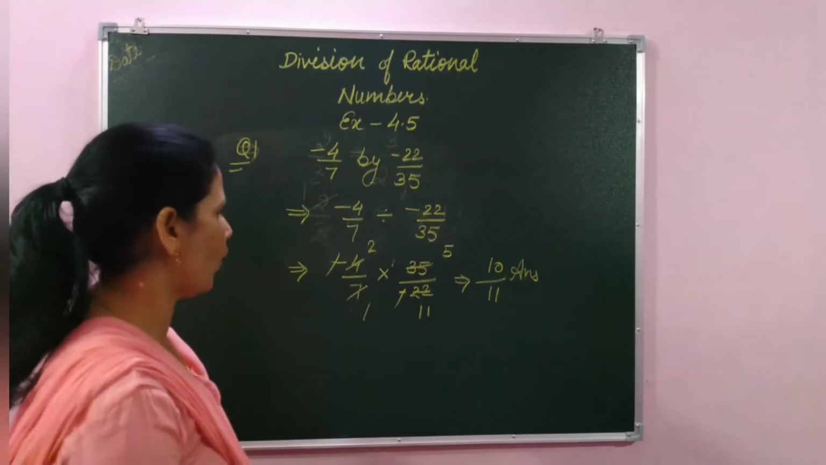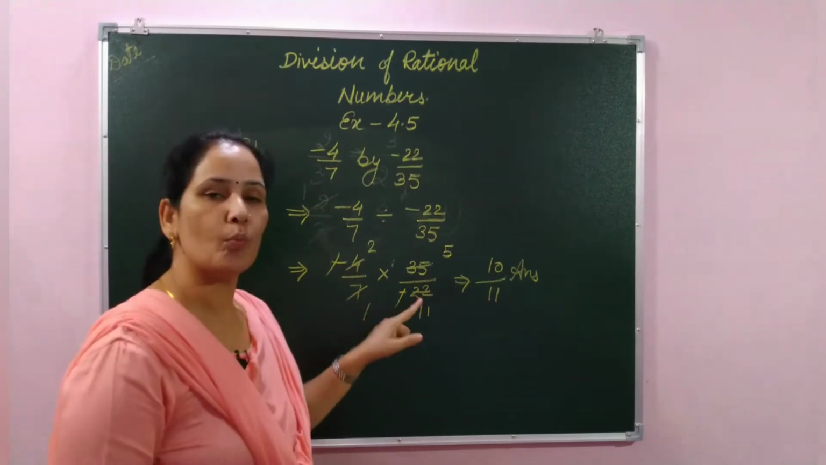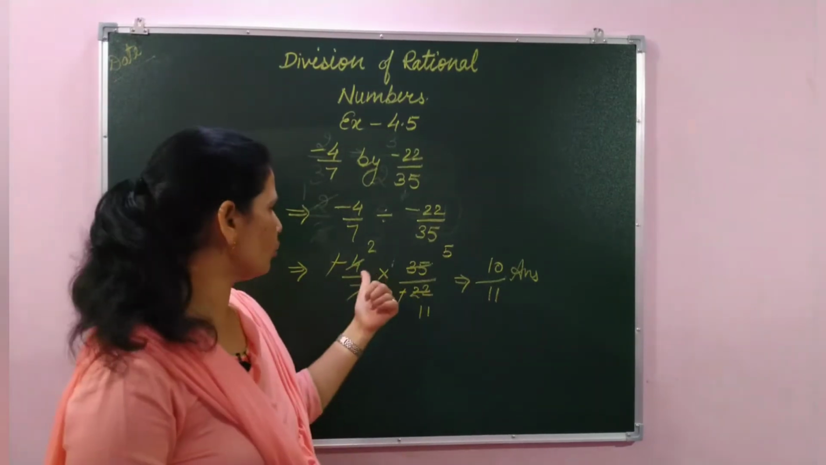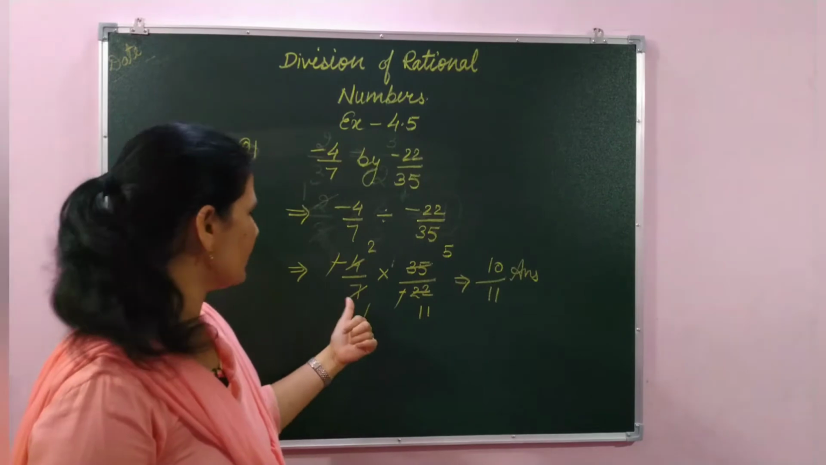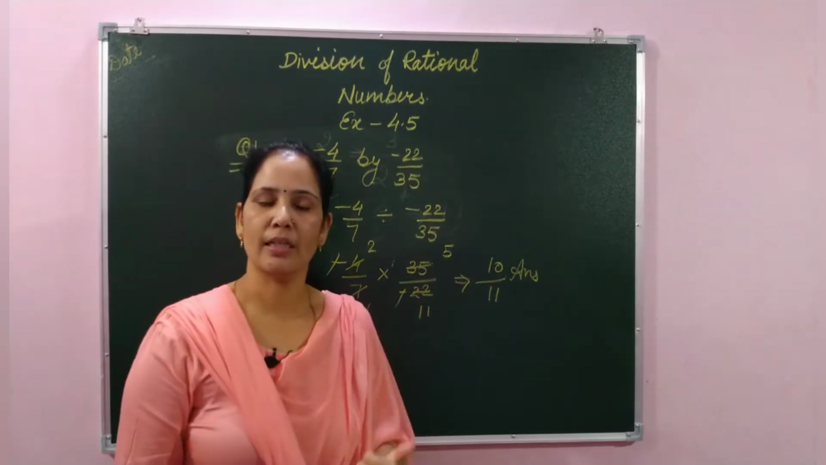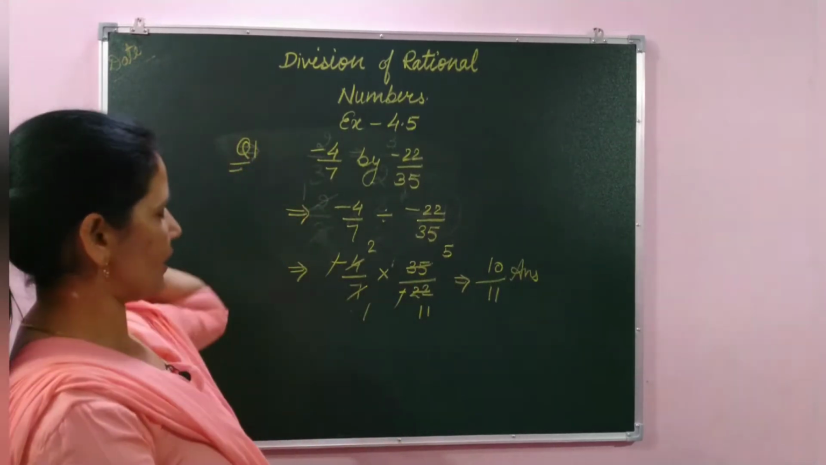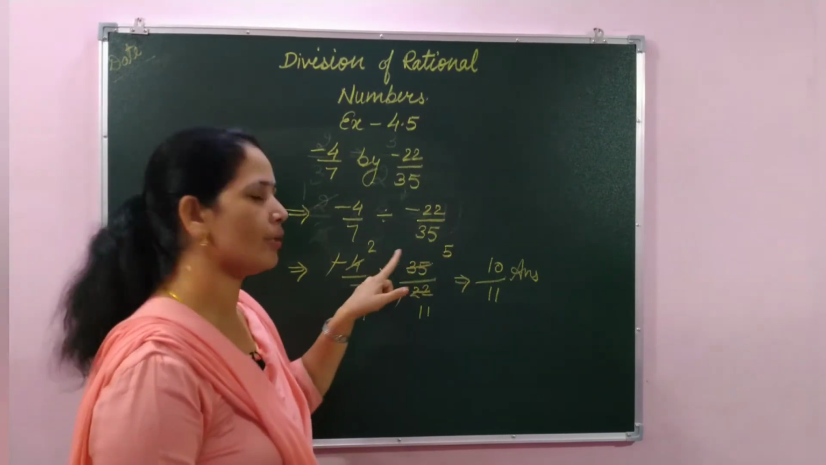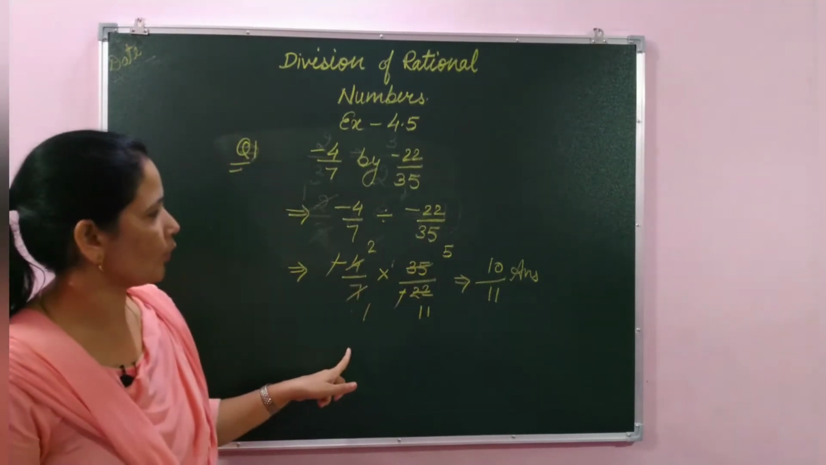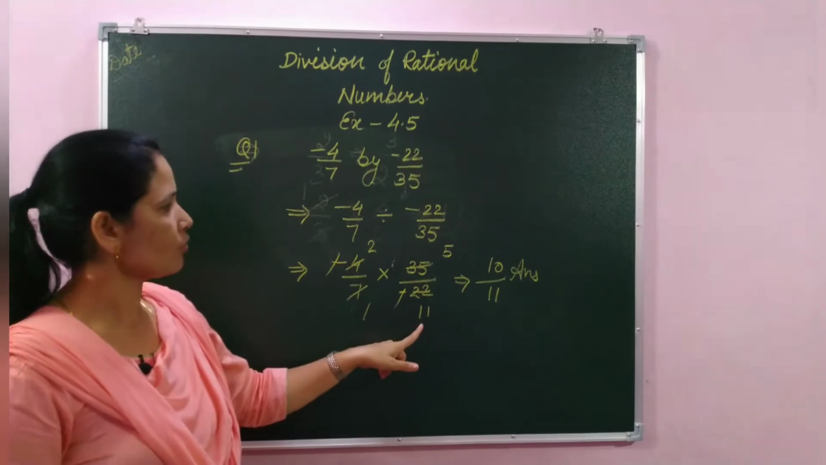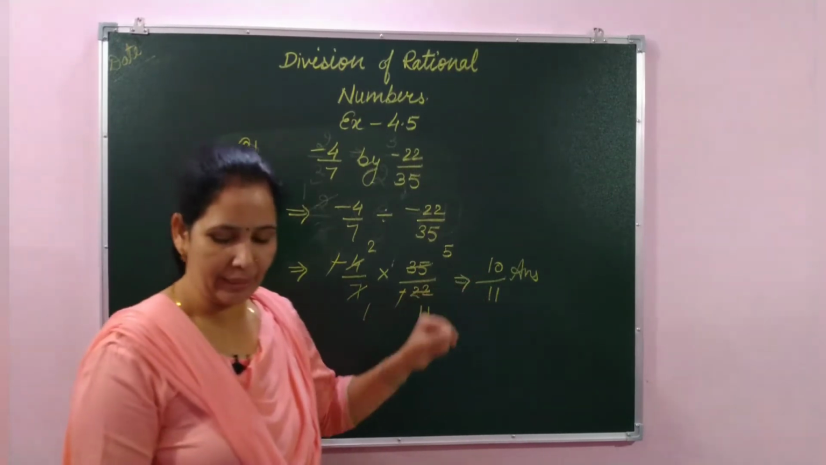And if we solve this, 4 and 22 are both multiples of 2. So 2 twos are 4 and 2 elevens are 22. Same here, 7 ones are 7 and 7 fives are 35. So afterwards it is not possible to cancel, then we multiply numerator with numerator and denominator with denominator. So students, here we get the answer 10 by 11.